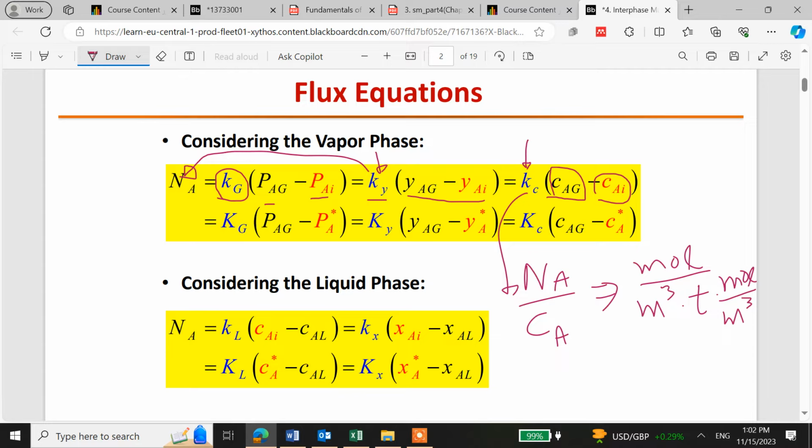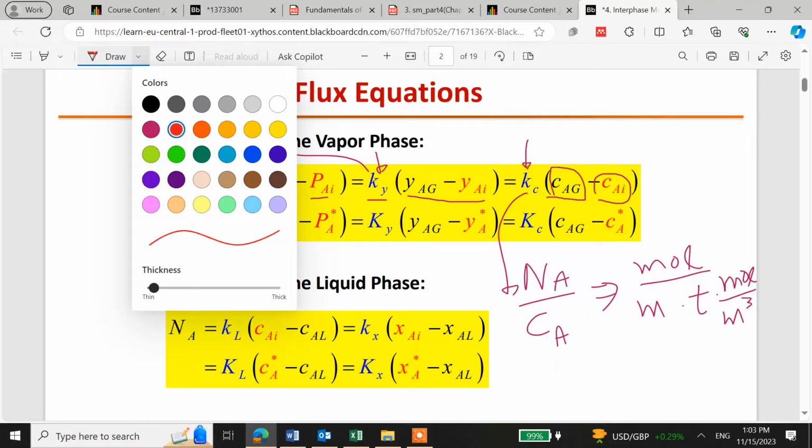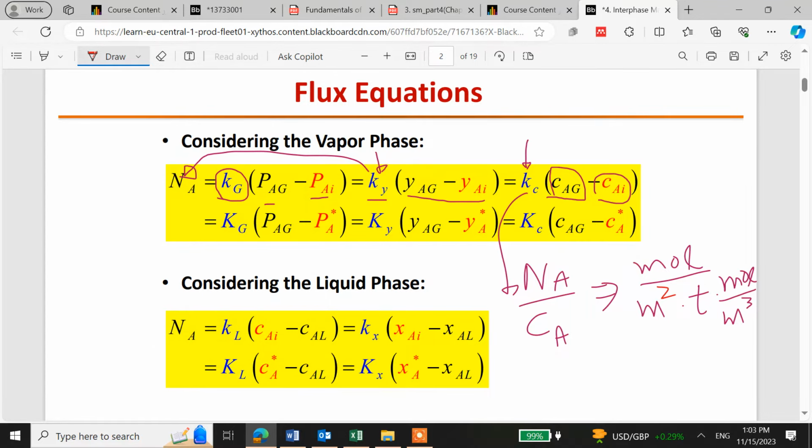Flux is mole per unit area, so meter square, not meter cube. Mole and mole will cancel, so we have meter cube over meter square, which is one meter, so it will be meter per second. Unit of Kc is meter per second. So if one of the forms is given, we should be able to calculate the other.